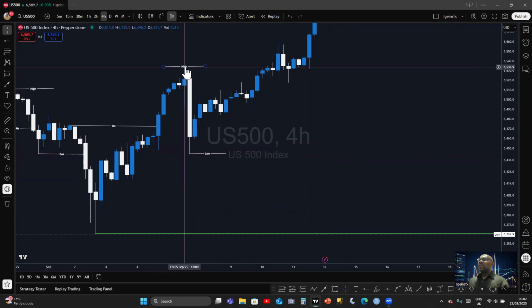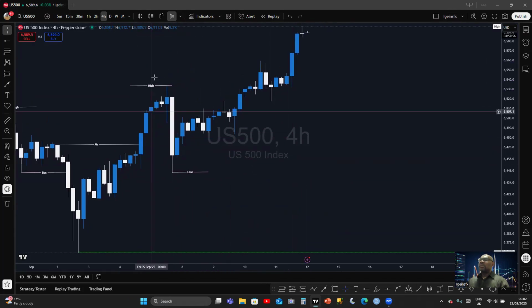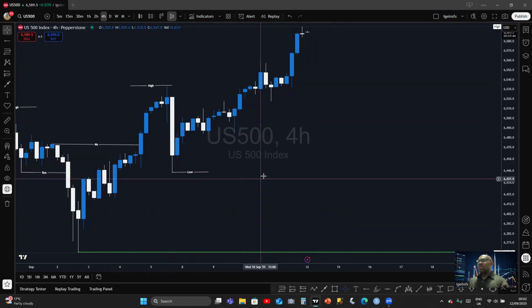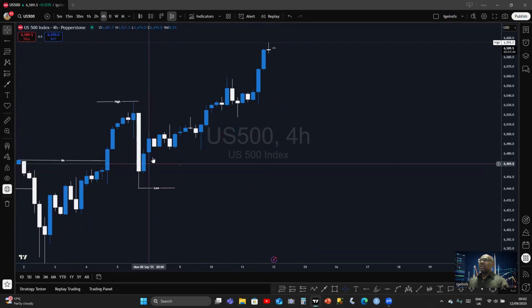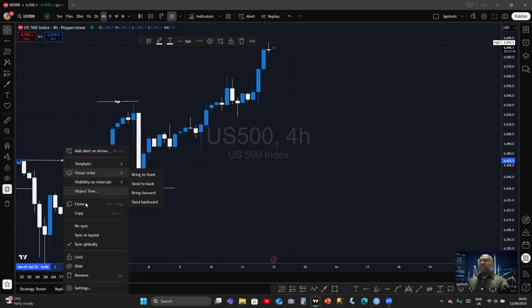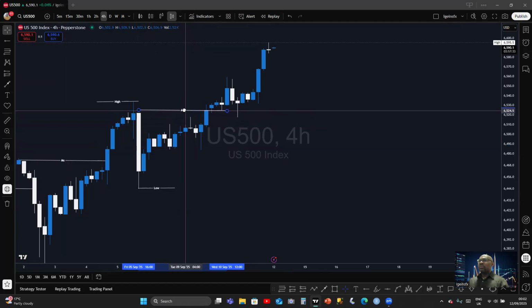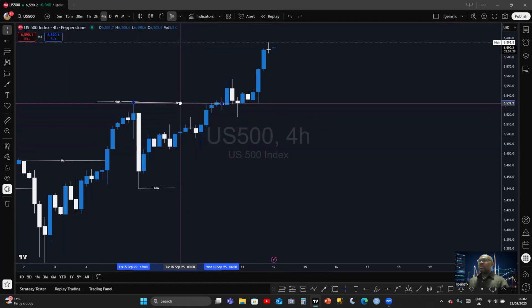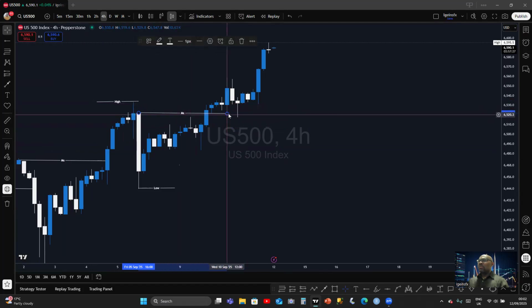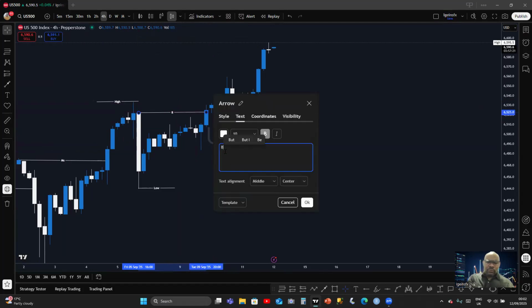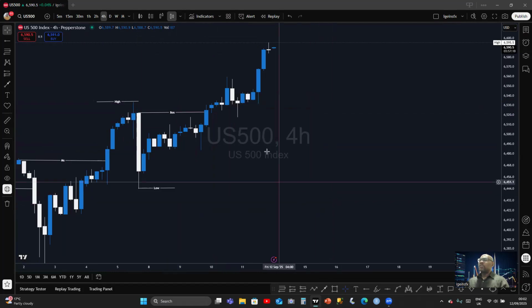This one is a high. Then price now pulled back to this level. There will be a pullback for price. Price now created a low. After that, it started pushing to the upside, giving us a break of structure. Giving us a break of structure. Giving us a break of structure.